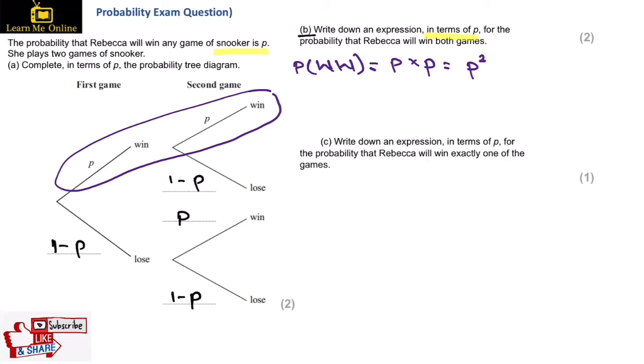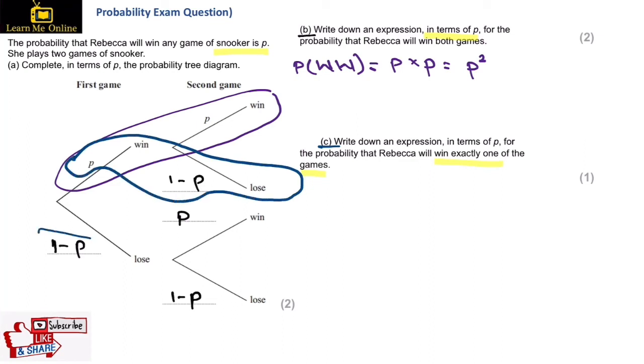Let's read part C now. Write down an expression in terms of P for the probability that Rebecca will win exactly one game. Now we are looking for the case when she wins exactly one game. Winning one game means it would be a win and lose combination. The other one would be a lose and win combination. So these are the combinations we are looking for.